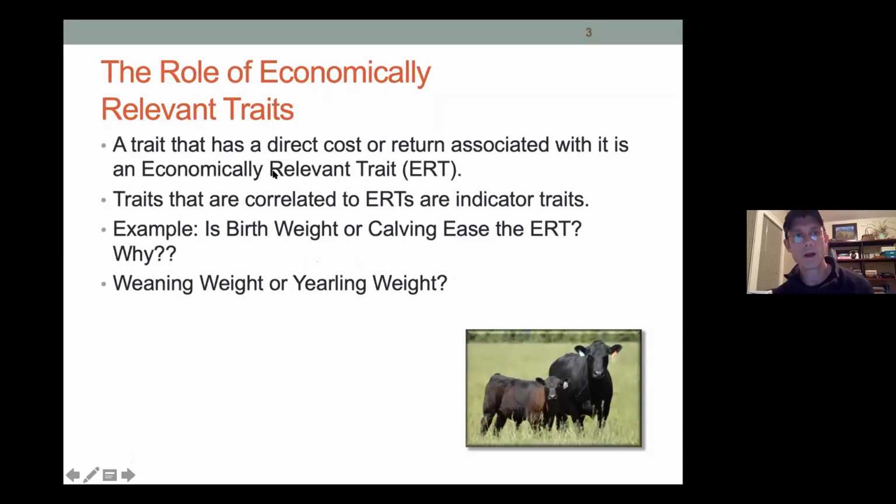So a bit more about economically relevant traits. I mentioned that they're directly associated with a cost or return. That's what we call an economically relevant trait, and anything other than that is what we call an indicator trait. An indicator trait can be genetically correlated to an ERT, but itself does not directly relate to a cost or source of revenue. A really good example is birth weight or calving ease. Of course, calving ease is the economically relevant trait because it's directly related to a source of potential cost. Birth weight is simply an indicator of it, all right?